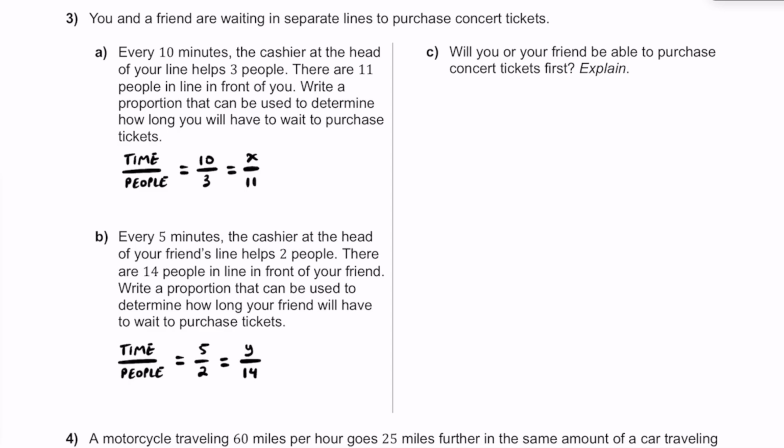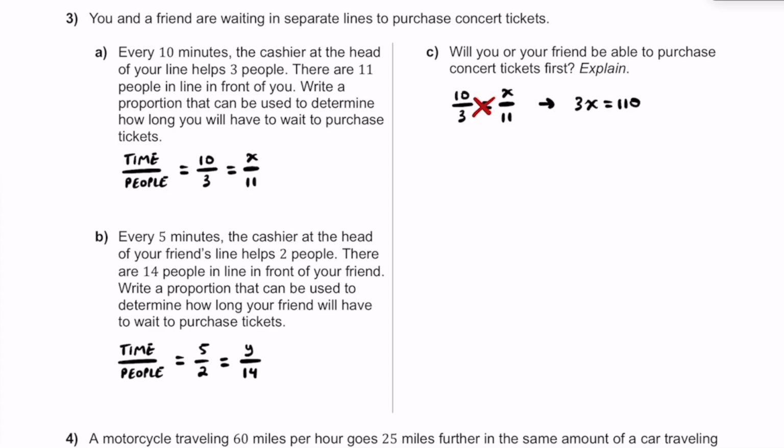Now for part C, let's use what we found in part A and B to make a comparison to see who's going to get their concert tickets first. All right, so let's just say this is going to be you. If we maybe use cross products here, we can find out that x times 3 is going to be 3x, and then 10 times 11 is going to be 110.